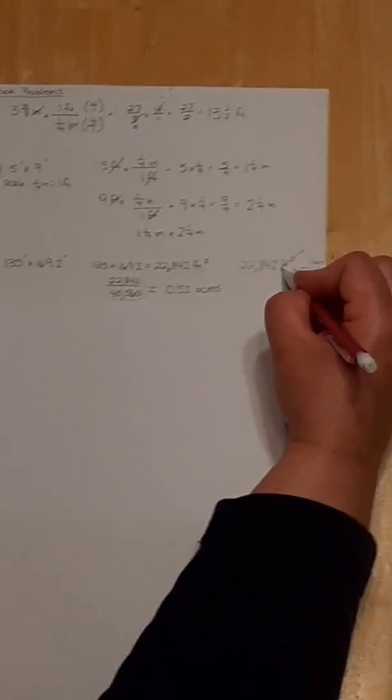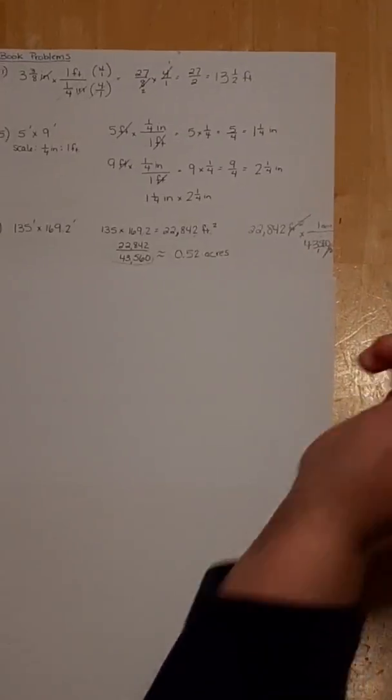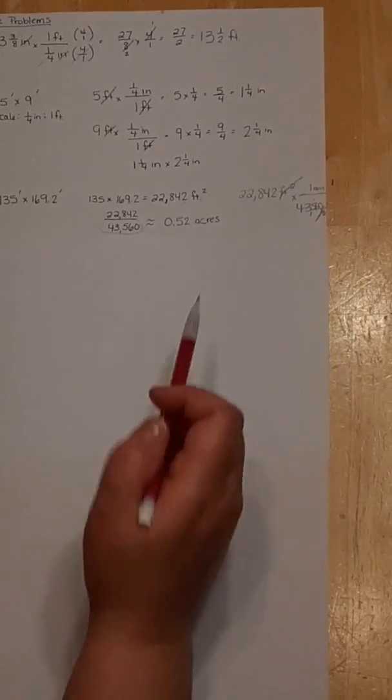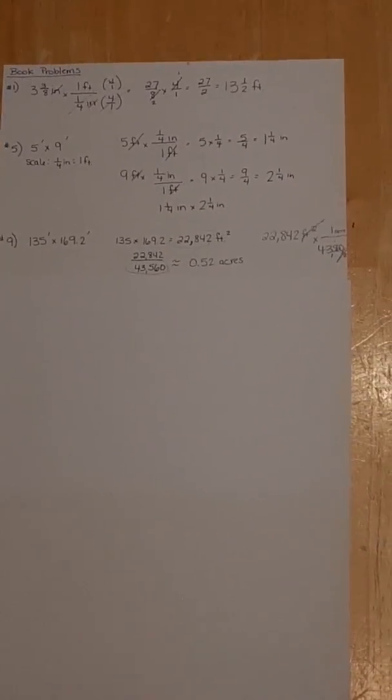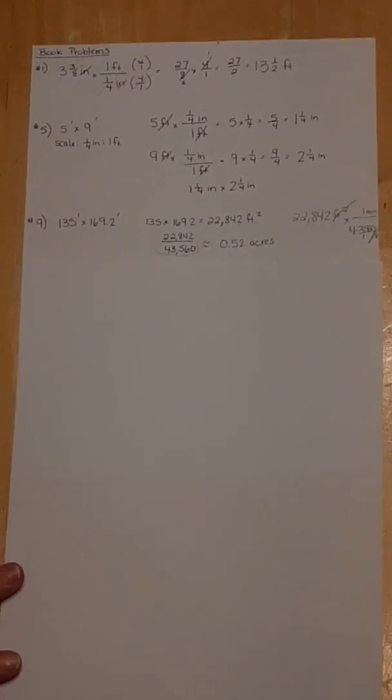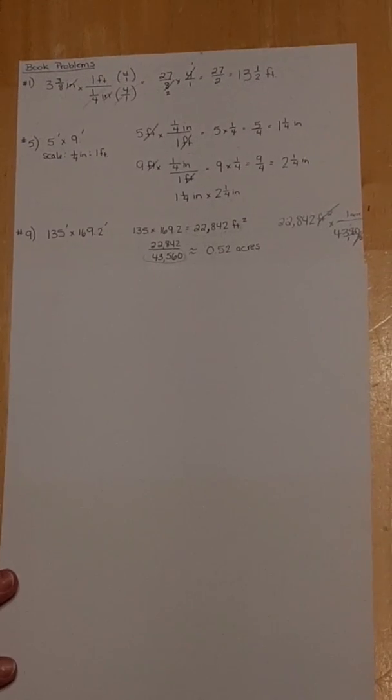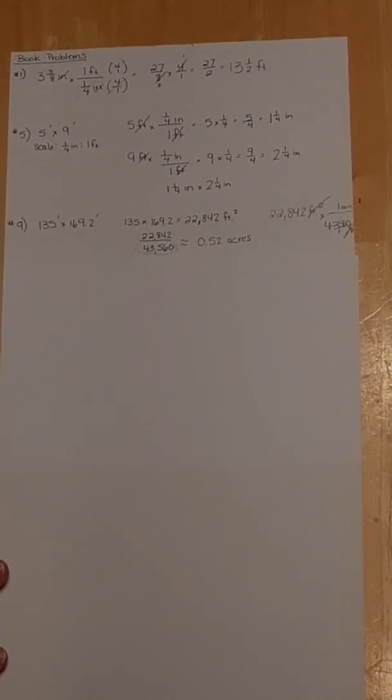Ran out of room here. Those cancel each other out. And now I just multiply it, and then I divide, and that's how I got the 0.52 acres. Okay, so 10, 11, and 12 are exactly the same thing. You're going to have to use your conversion factors that the book gave you, so watch what they're asking for.